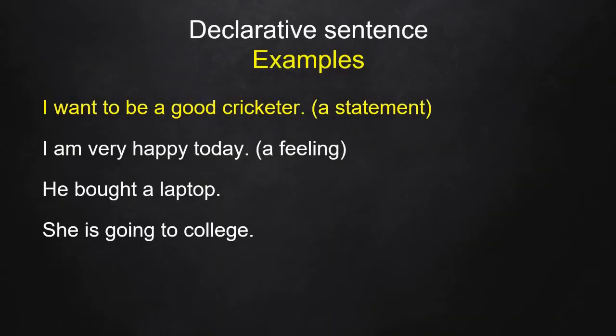Here are some examples of declarative sentences. I want to be a good cricketer. I am very happy today. He bought a laptop. She is going to college.